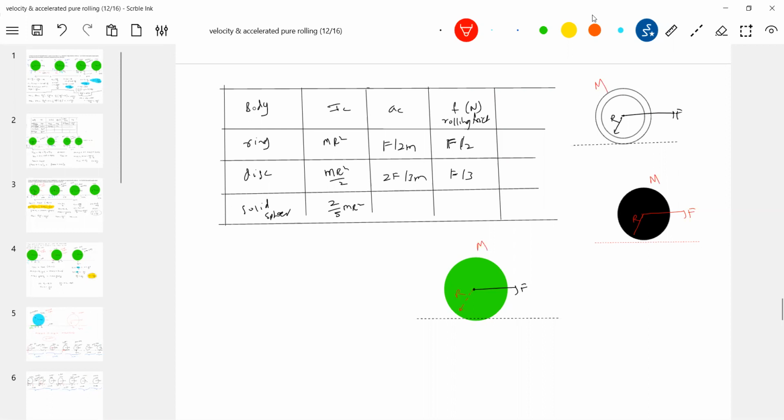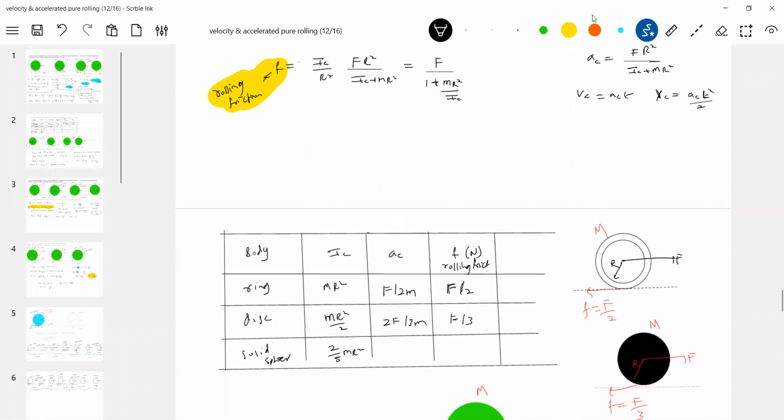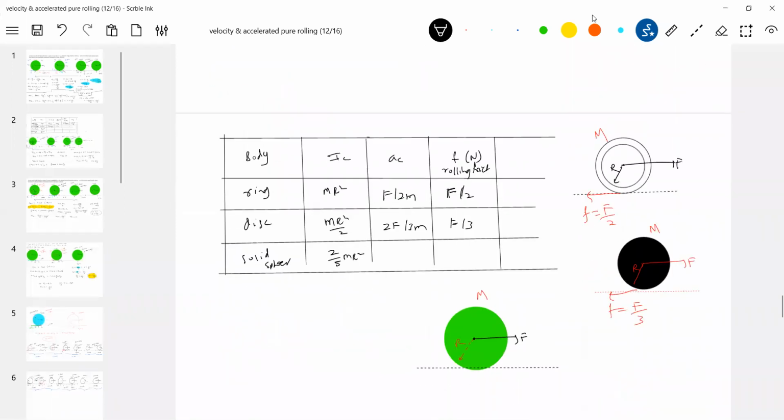Now, what do we expect friction to be? Here, the friction is how much? F by 2. Here, the friction is how much? F by 3. And for the solid sphere, how much will it be? Okay, I want friction only. 2 by 5 M R square, no? So 2 by 5. I think 2F by 7, the friction.